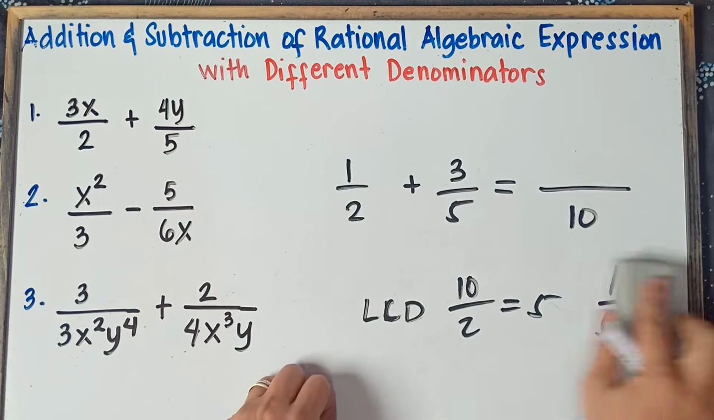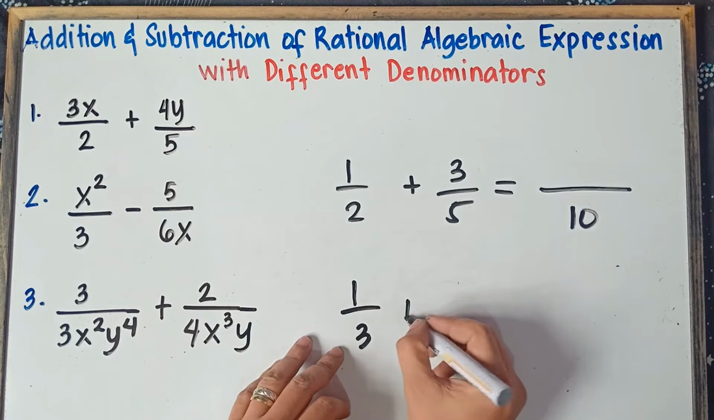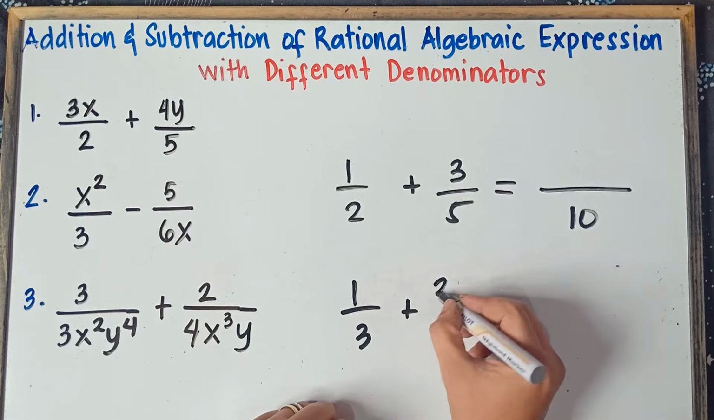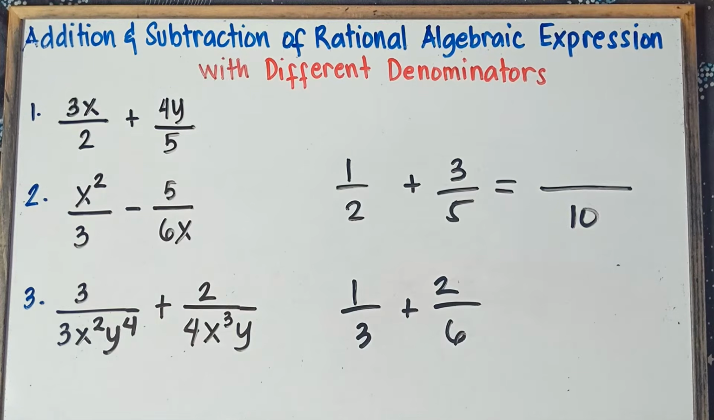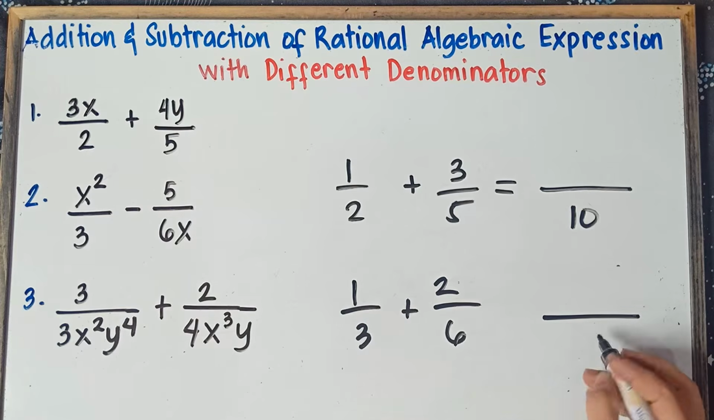Let's have another example. If I say 1 over 3 plus 2 over 6, what would be the LCD of 3 and 6? That's correct, that would be 6, right? Is it 3? Nope, it's not 3. We could also have 12.